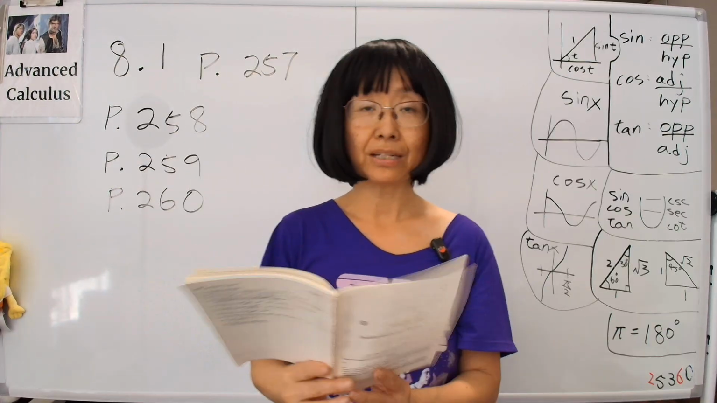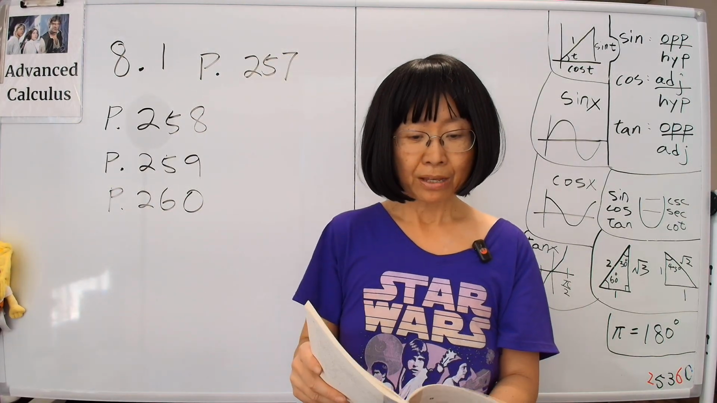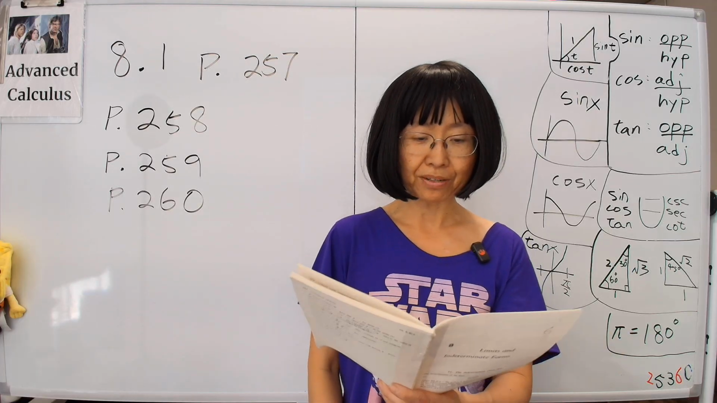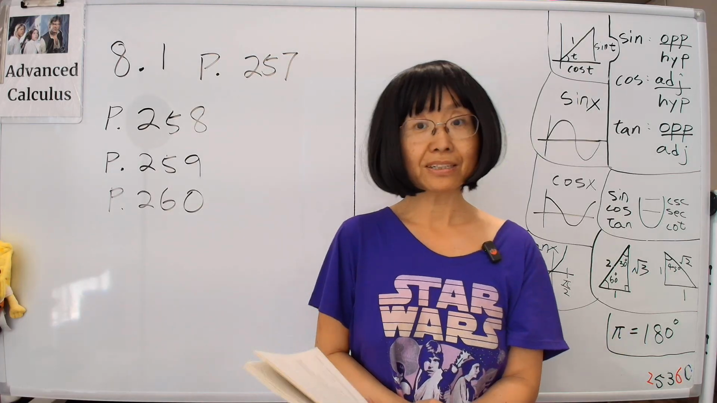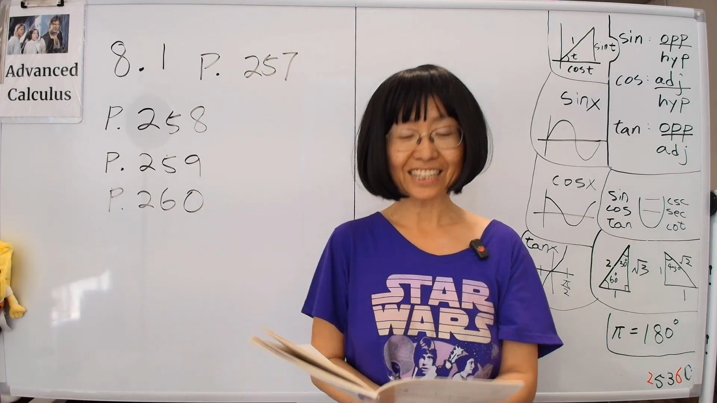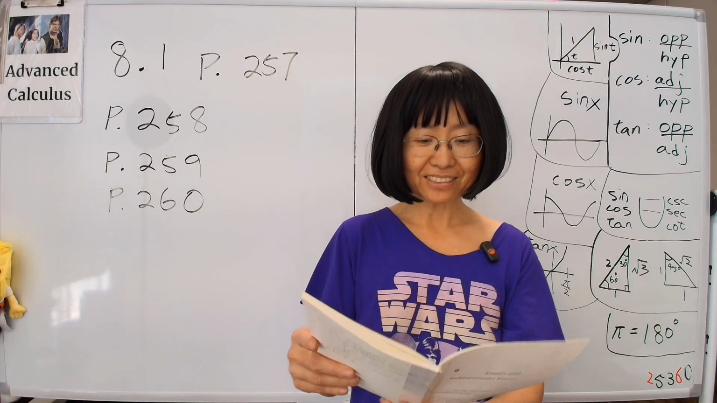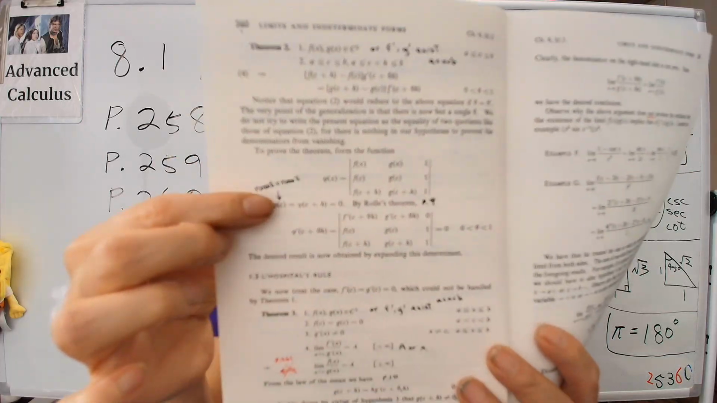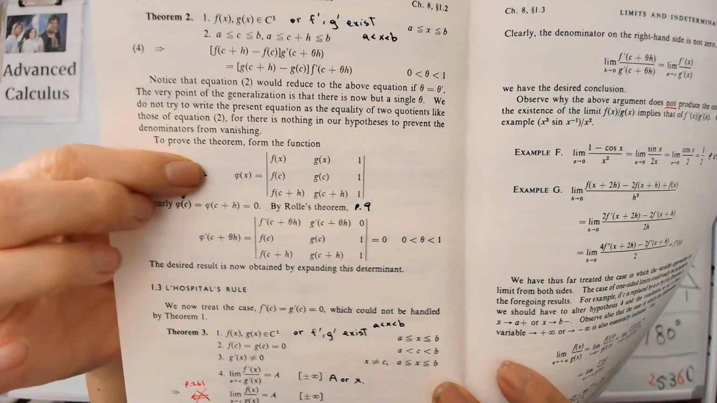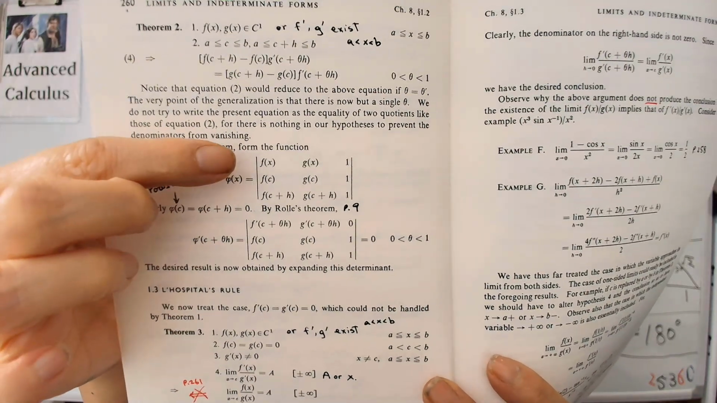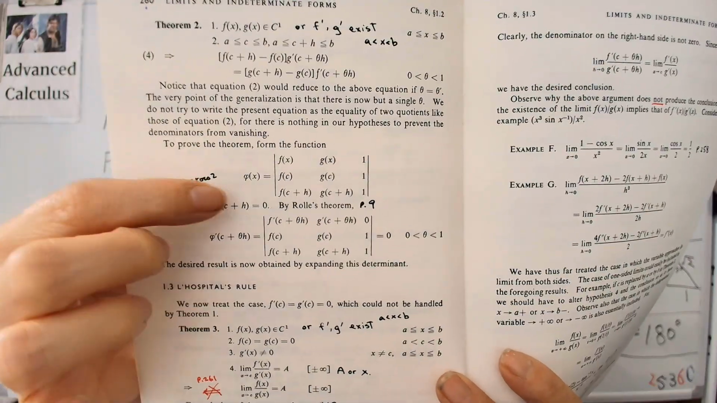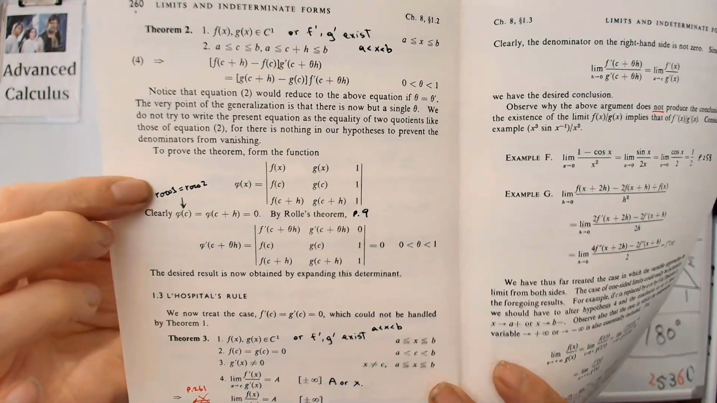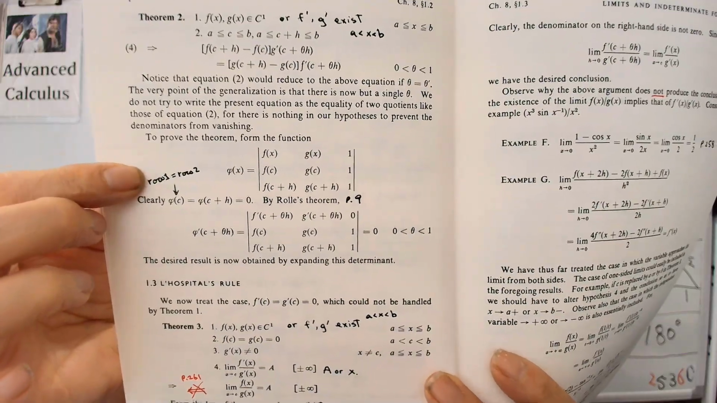So C1 is not absolutely necessary. But anyway, for now, let's move on to prove the theorem. To prove the theorem, we're going to use a trick. There are always these neat tricks, and so we're going to define something called phi of x, defined as the determinant, where we have f of x, g of x, 1 in the first row, f of c, g of c, 1 in the second row, and f of c plus h, g of c plus h, and 1 in the third row.